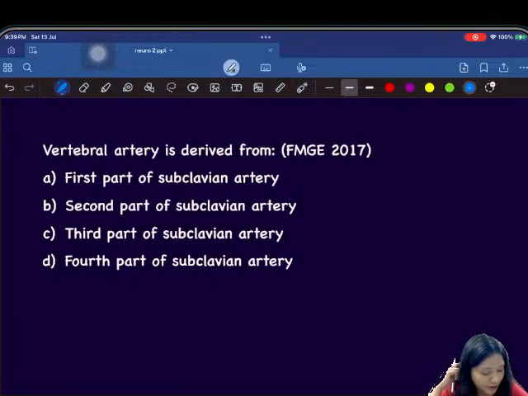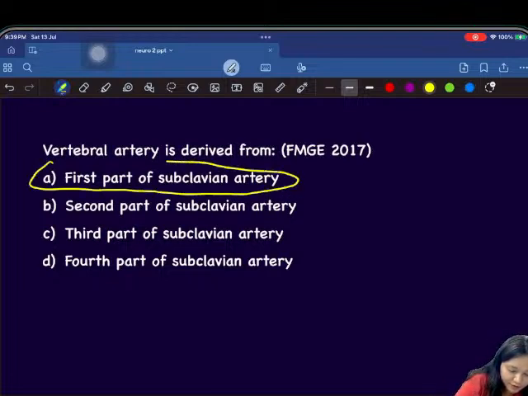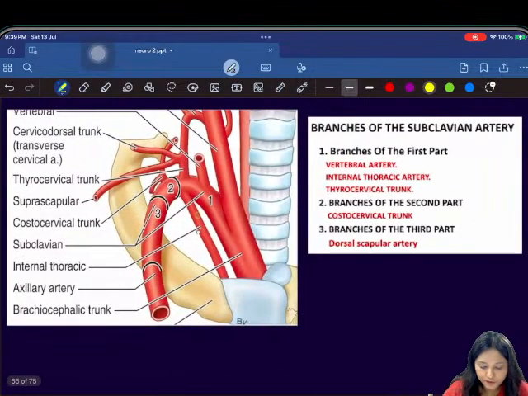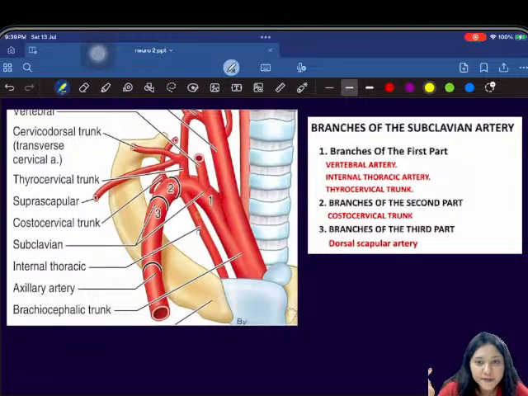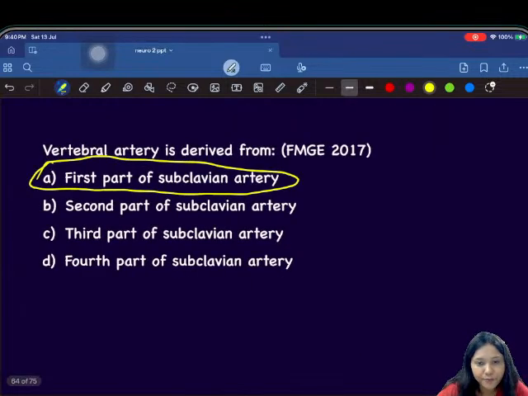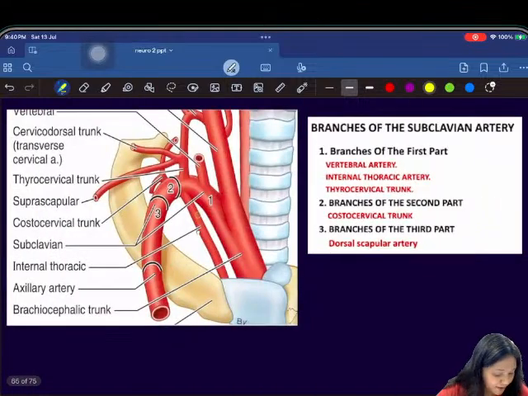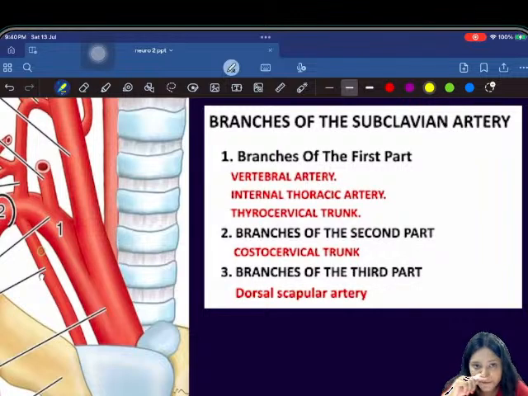The vertebral artery is derived from... So the answer is the first part of the subclavian artery. Okay, the vertebral artery is derived from the first part of the subclavian artery. Now, they have mentioned a fourth part, I don't know why, it is of no use. So the branches of the subclavian artery: you know they have three parts, the first, second and third.